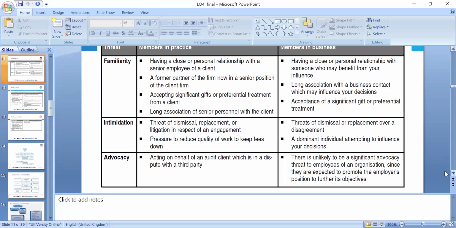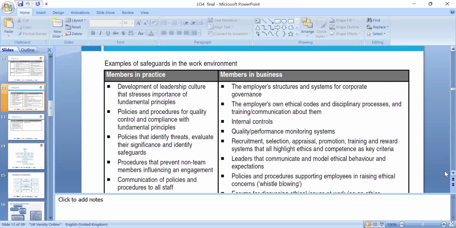Intimidation: threatening dismissal or replacement, "if you don't do it this way, our jobs will be lost," so we can't reduce the quality or keep fees down. The threat of dismissal and a dominant individual attempting to influence can compromise our professional code, integrity and objectivity. Especially advocacy, acting on behalf of an audit client in a dispute with a third party, can lead to compromised professional behavior and objectivity. So we need to look around these, as a member in practice.